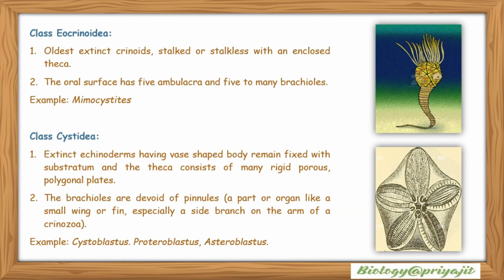Class Eocrinoidea, these are the oldest extinct crinoids. They are stalked or stalkless with an enclosed theca. The oral surface has 5 ambulacra and 5 to many brachioles. Examples include Mimocystites. Class Cystidea, they are extinct echinoderms having a vase-shaped body fixed to the substratum, and the theca consists of many rigid porous polygonal plates. Their brachioles are devoid of pinnules, a part or organ like a small wing or fin, especially a side branch on the arm of a crinozoan. Examples include Cystoblastus, Proteroblastus and Asteroblastus.